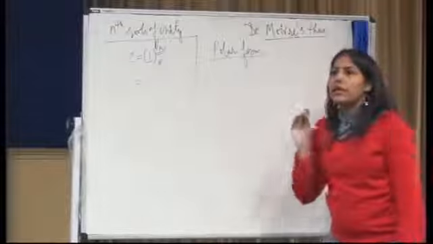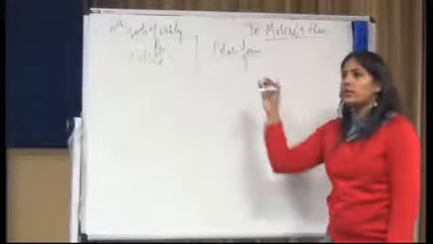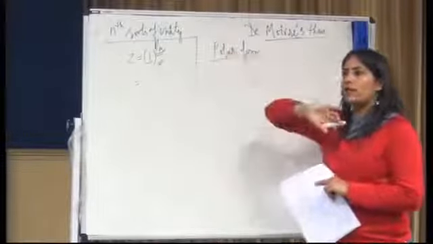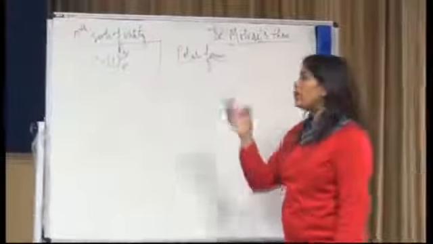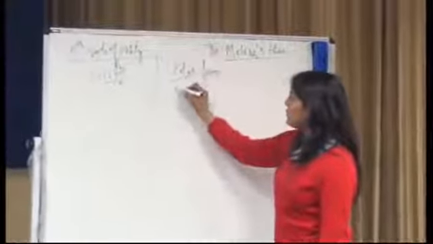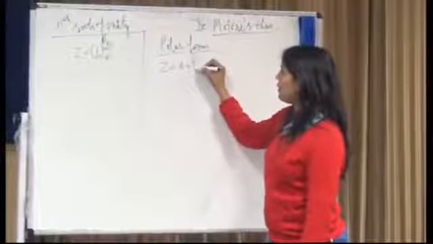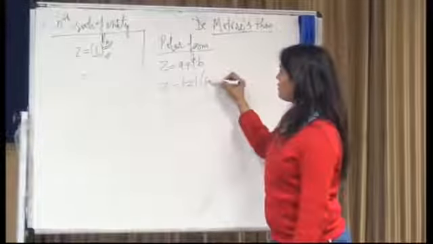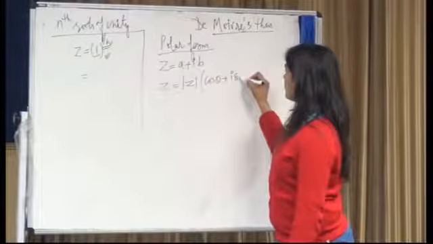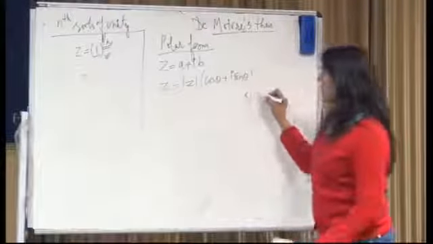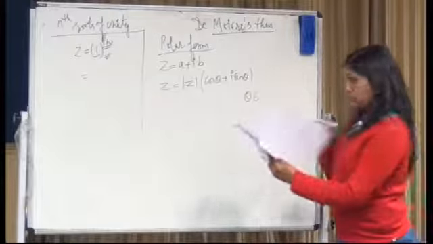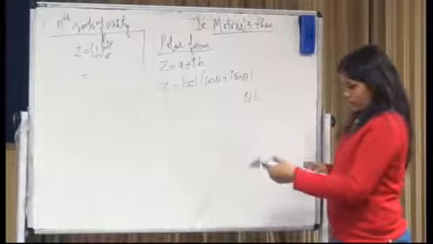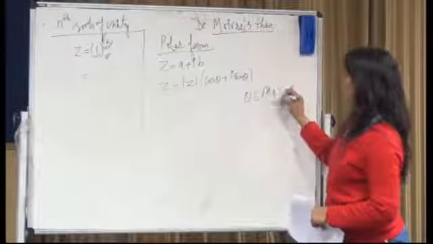It means what? Any complex number you can write in polar form, meaning r(cos theta + i sin theta) form. So suppose you have this complex number. The polar form is basically mod z (cos theta plus iota sin theta), and this theta is basically the argument of the element.